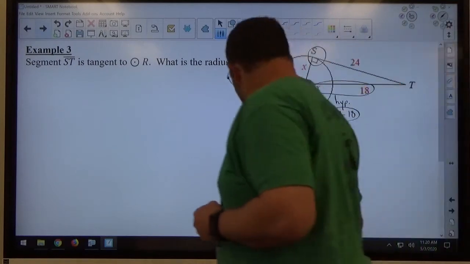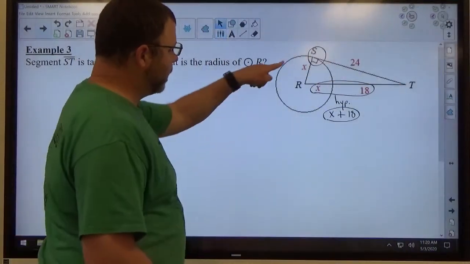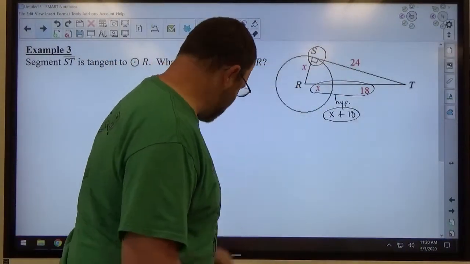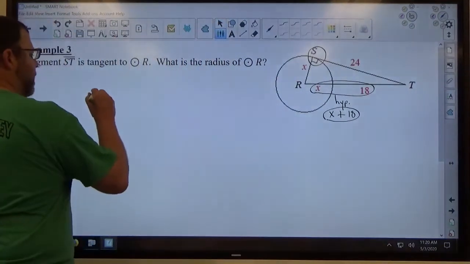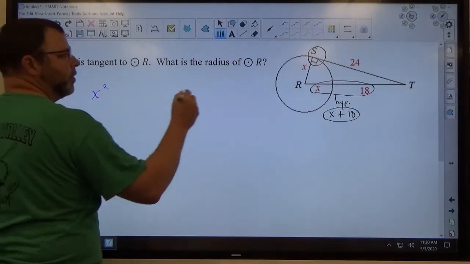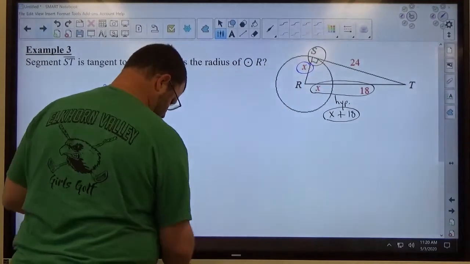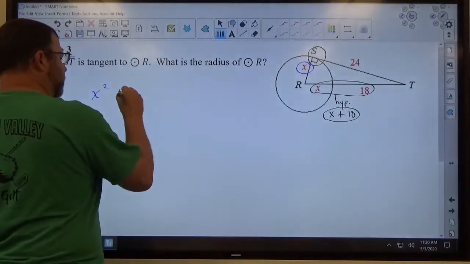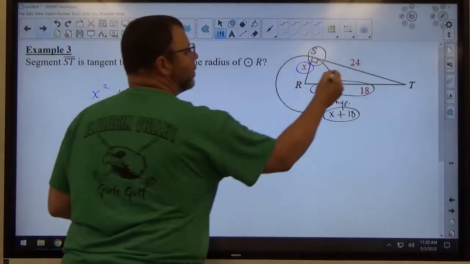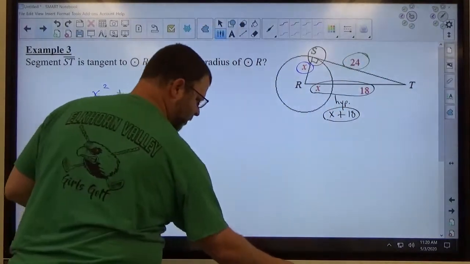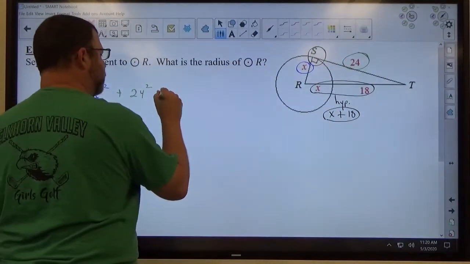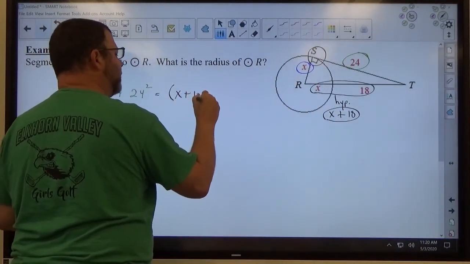If I apply the Pythagorean theorem, leg squared plus leg squared equals hypotenuse squared, it's going to look like this. x squared, which is this side squared, plus 24 squared, which is this side squared, equals (x plus 18) squared. Okay.